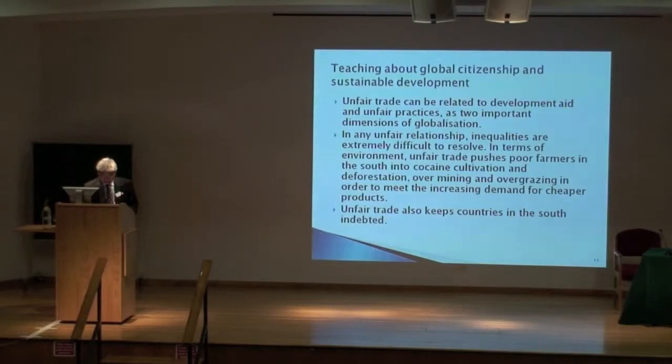In terms of environment, unfair trade pushes poor farmers in the south into cocaine cultivation and deforestation, overmining and overgrazing in order to meet the increasing demand for cheaper products. Unfair trade also keeps countries in the south indebted. In the classroom, students can be assigned projects to follow the trail of coffee, tea, and cocoa.